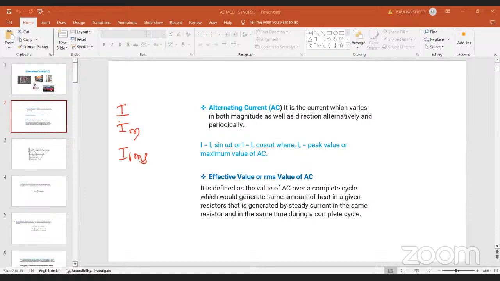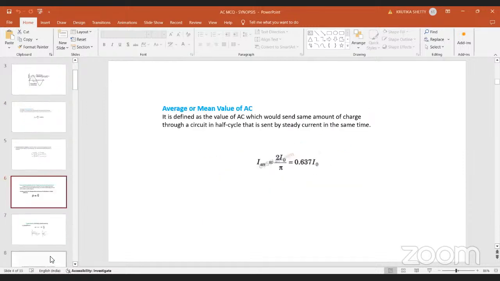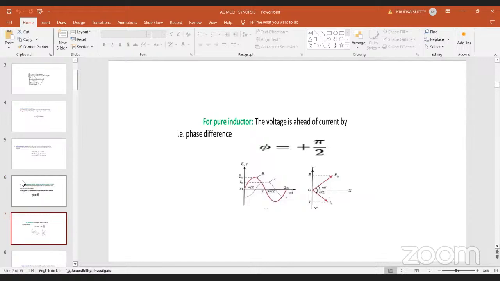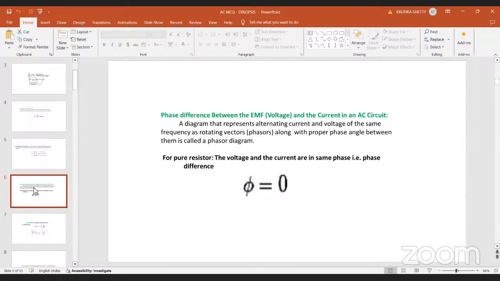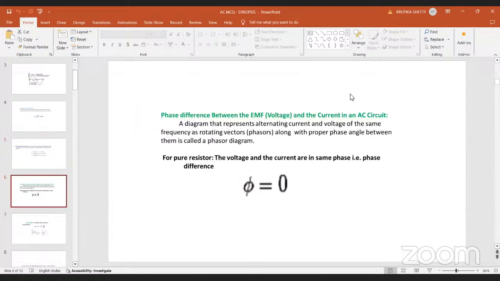Now we are discussing one very small derivation. That is, when the AC circuit consists of only a resistor. There is only a resistor in the circuit. When only a resistor is present, what is the expression for that, we are discussing, in case of the pure resistor.